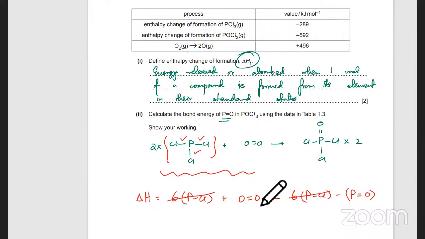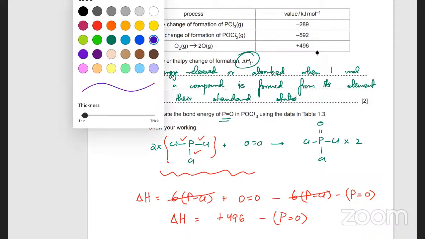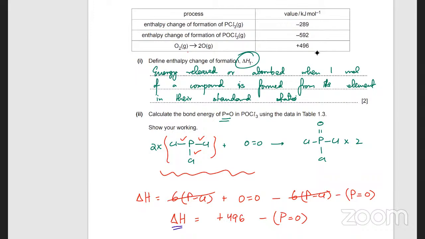We just need the O double bond O bond energy, which is given, right? And that's given as 496. So that's 496, you're breaking the O double bond O bond. And the P double bond O is what you were looking for, right? And that's equal to delta H. Did they give us the total enthalpy change? They didn't actually give you delta H. So right now we're stuck. We don't know what delta H is, right?